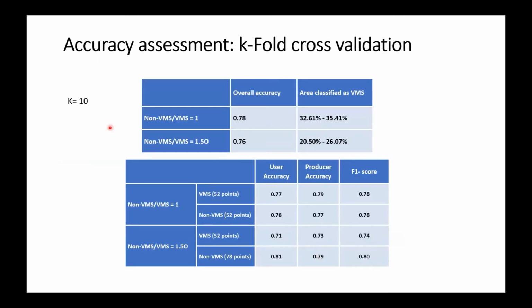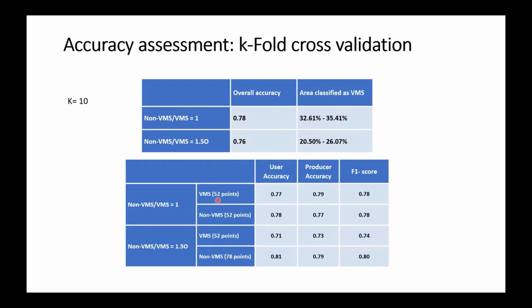We used 10-fold cross-validation for our data, and as we can see, the overall accuracy is now much less. For ratio 1 it is a little bit higher than ratio 1.5. But this map classifies the VMS areas up to 10% less to the VMS class.